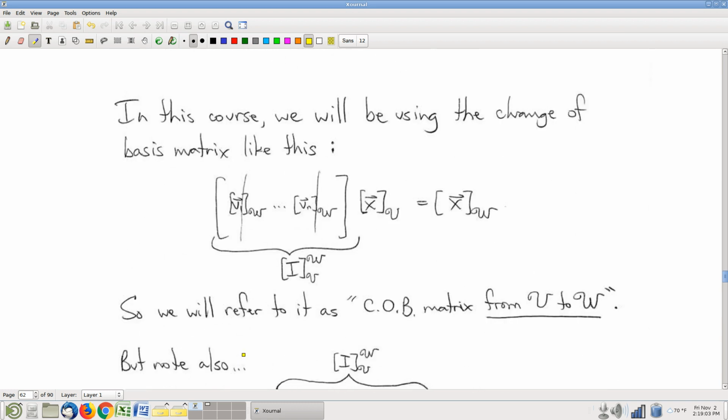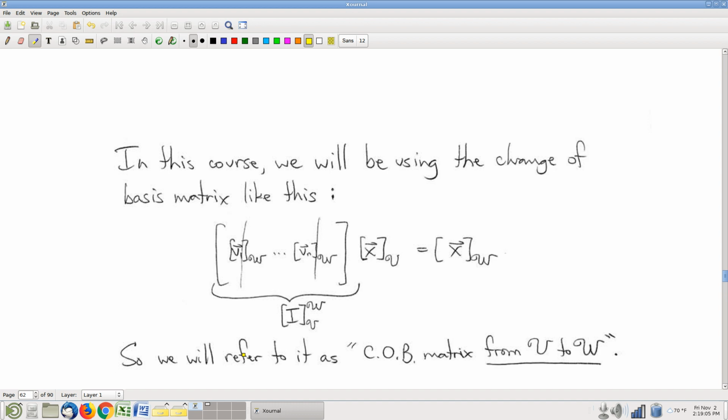As I've noted here, from V to W, the vector is not changing. So why does the book make this seemingly backwards choice? Why does the book call this change of basis matrix from W to V? Well, it's not actually the craziest thing in the world.